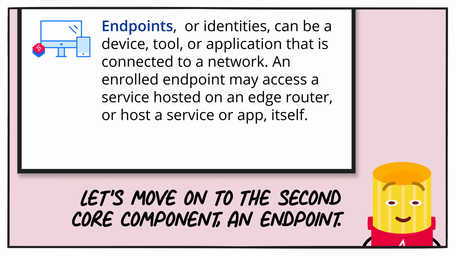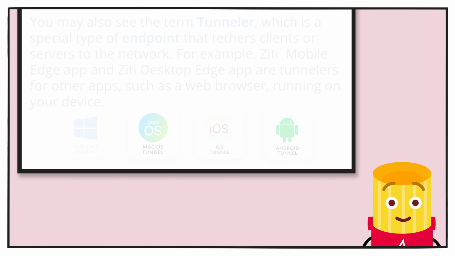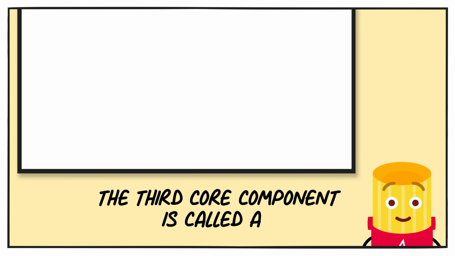Also known as identities in OpenZiti, an endpoint can be a device, tool, or application that is connected to a network. An enrolled endpoint may access a service hosted on an edge router, or host a service or app itself. You may also see the term tunneler, which is a special type of endpoint that tethers clients or servers to the network. These run locally, intercept otherwise normal local network traffic, and act as endpoints to tunnel traffic through your Ziti network.